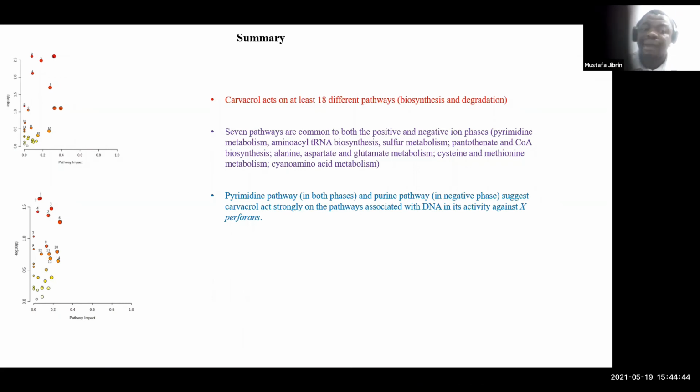So it means probably that Cavacro is involved in either DNA damage, maybe, or maybe it's involved in DNA protection. Maybe there's a mechanism set up by the bacterium to protect the DNA, and that is why we have a high or elevated number of metabolites in the pyrimidine and purine pathways. Probably that's the reason. We don't know.